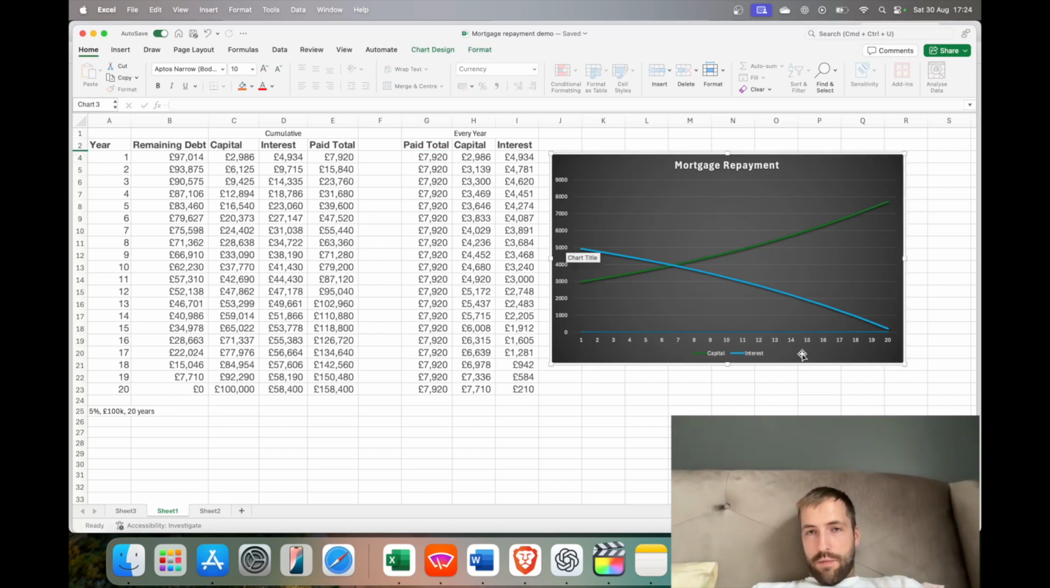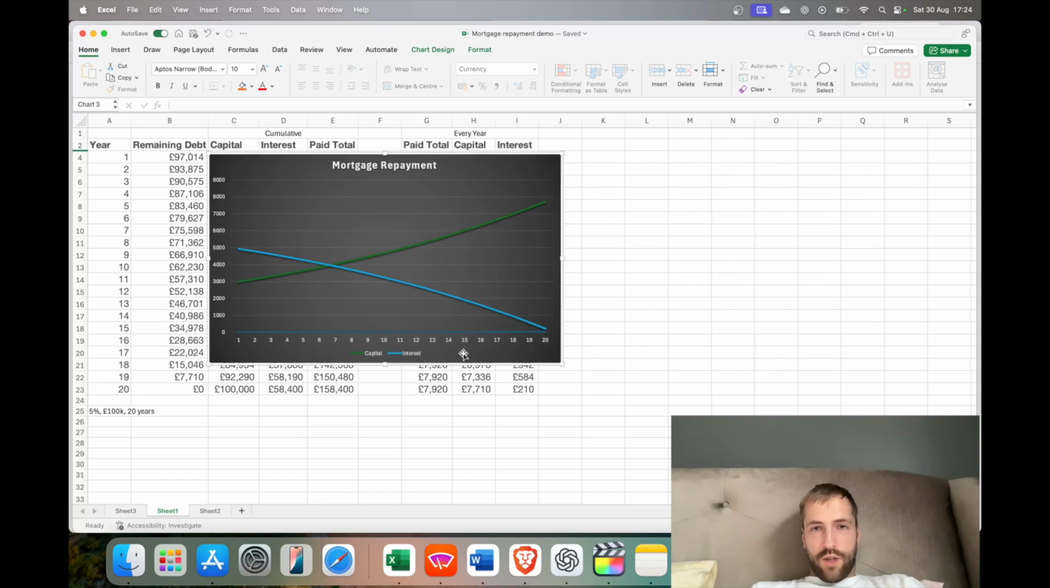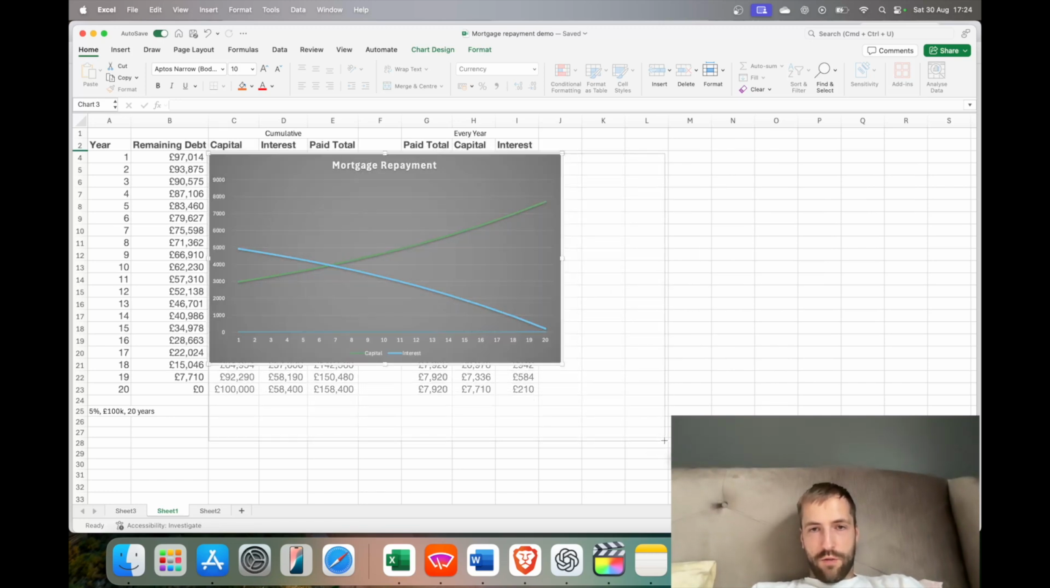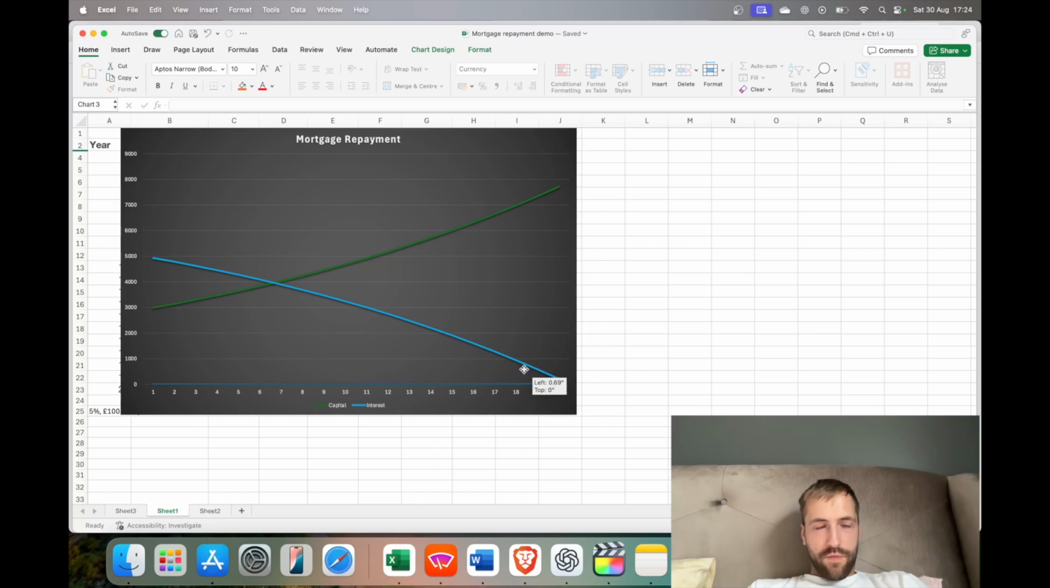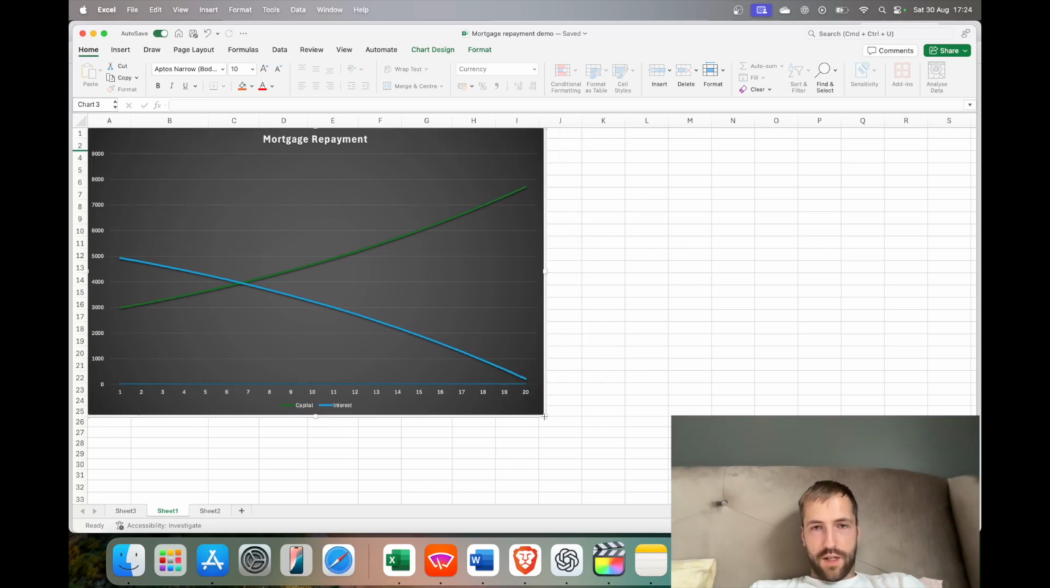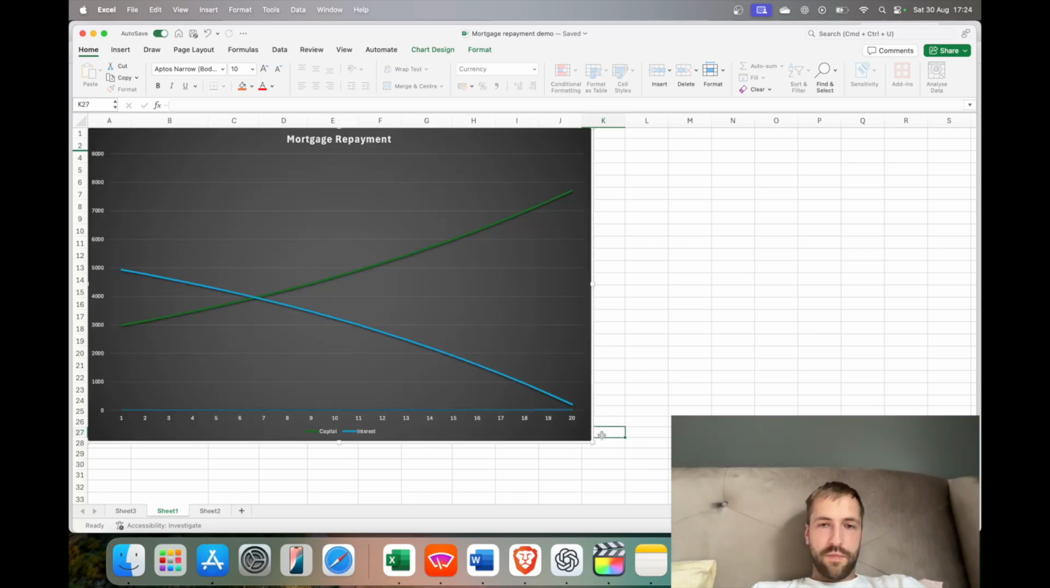So then what I did is I plotted it on a graph, and now I want to explore it myself, but then also get you guys involved in analyzing this graph. So let's just have a look at the graph here. As you can see, the line in green is how much you pay towards the capital as the years go on, and the line in blue is how much you pay towards the interest as the years go on. As you can see here, in year one, you pay significantly more in interest than you do in capital.